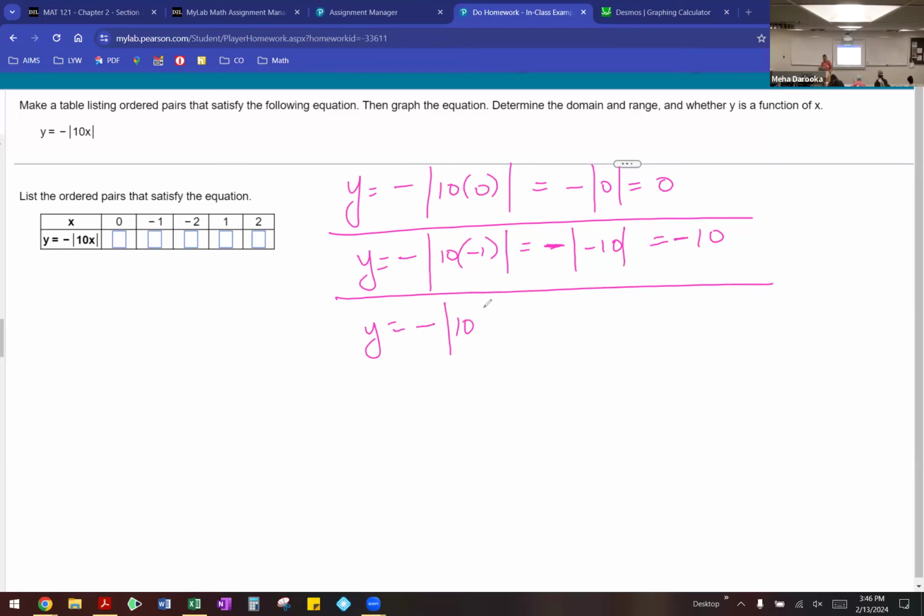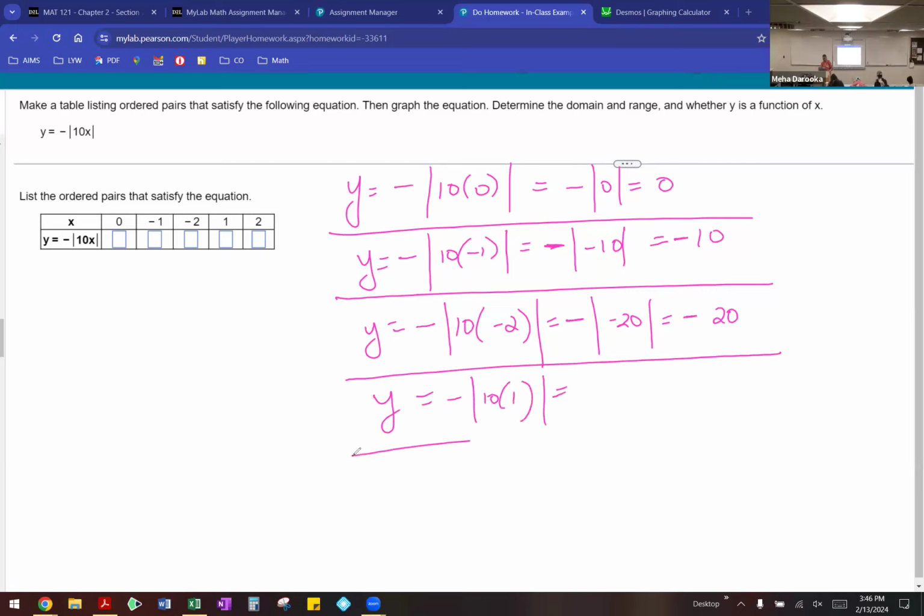Again, negative on the outside, 10 times negative 2. And what does it become? Yeah, logic tells us it should become negative 20. So let's check that math again. 10 times negative 2 is negative 20. Absolute value of negative 20 will make it positive. But again, we have that negative sign in the front. So it stays negative. All right, last two. What will these give us?